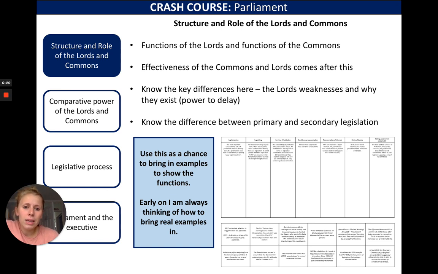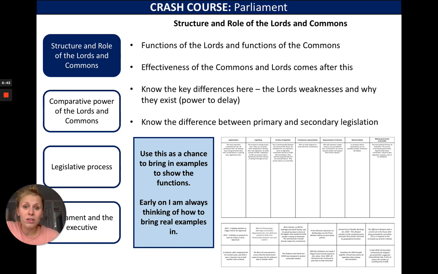I also find these lessons a really good time to bring examples in. I'm constantly thinking of how can I get them to have examples, because weirdly, it's actually really difficult to think of examples when it comes to the Commons and the Lords when you first start. I'm in my fourth year of teaching Parliament now, so I've got shedloads of examples finally.